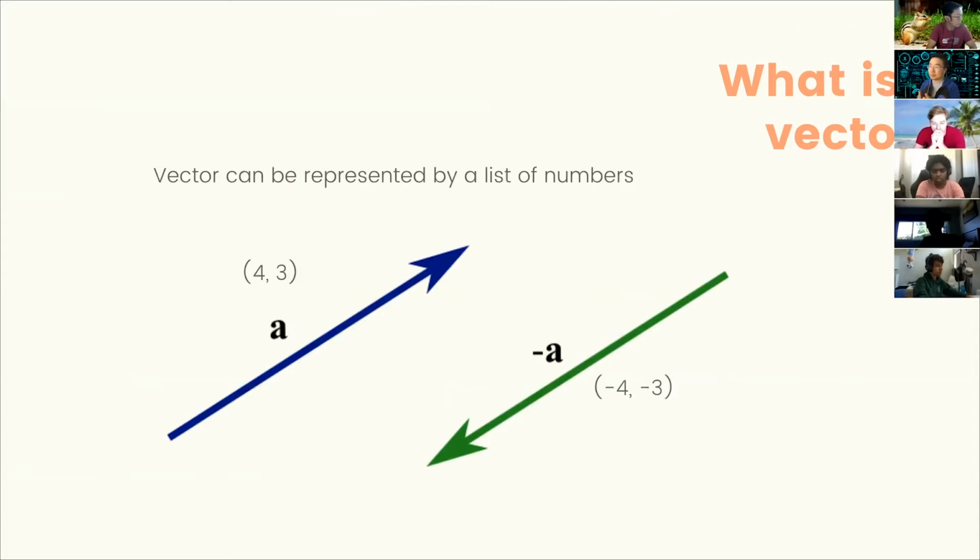A vector can be represented just by a list of numbers, right? So for example, this A vector here. Imagine you have this X and Y plane, where X is the horizontal axis and Y is the vertical axis. And this vector, 4, 3, is literally just the coordinates of the endpoint. We form this vector by connecting the origin and that coordinate, so it points up and to the right. But you can also have minus A, which is the opposite direction of vector A, and that's -4 and -3.